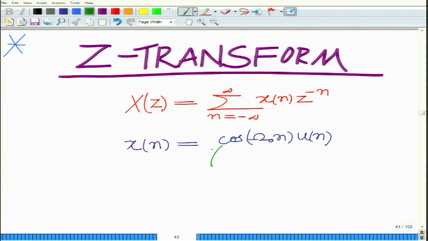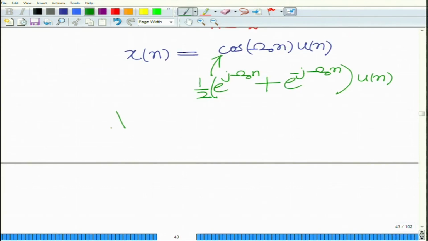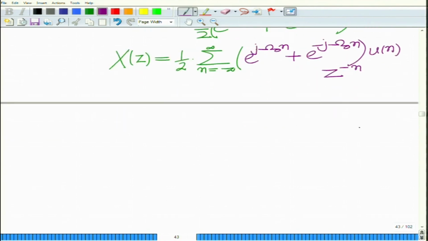half e raised to j omega naught n plus e raised to minus j omega naught n times u n, and the Z transform of this is X of z, which is half summation n equal to minus infinity to infinity e raised to j omega naught n plus e raised to minus j omega naught n u n z power minus n. Now, u n is non-zero only for n greater than or equal to 0.